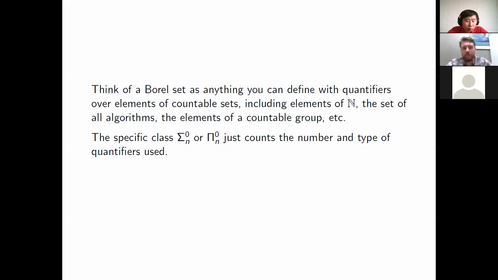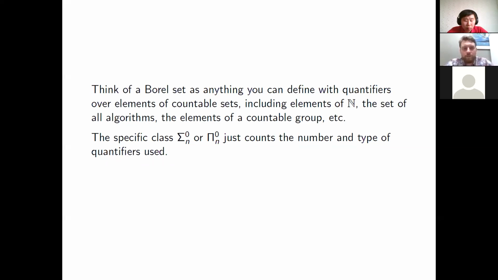So, you should think of a Borel set as anything you can define in a way that uses just quantifiers over elements of countable sets. So quantifiers over natural numbers. You say there exists an algorithm, there's countably many algorithms. You say there exists a group element, things like that, or for all group elements, for all natural numbers. Quantifiers like that let you build up Borel sets.